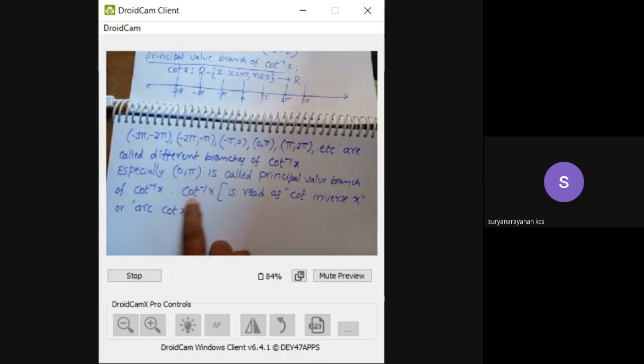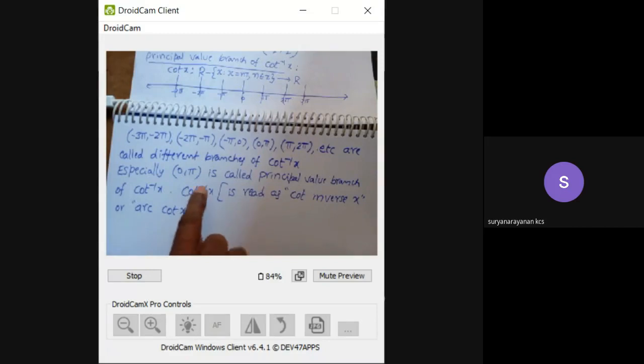This notation is read as, not close interval, just, it is read as cot inverse x or arc cot x. Okay, thank you, Ayush Singh.